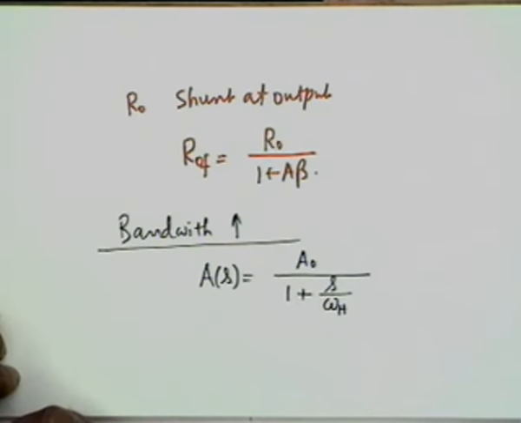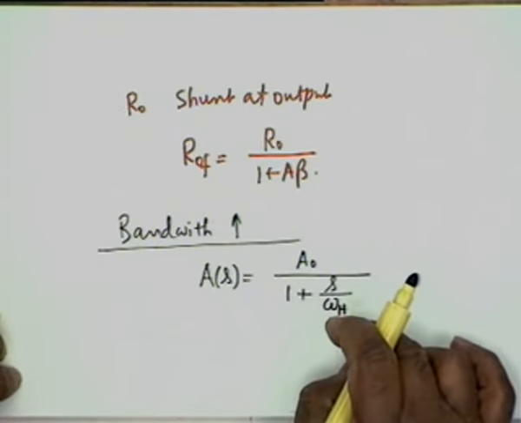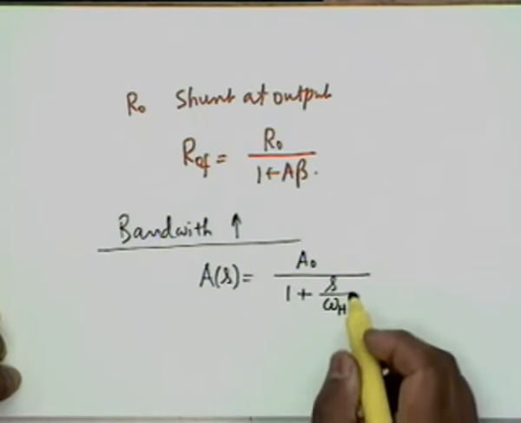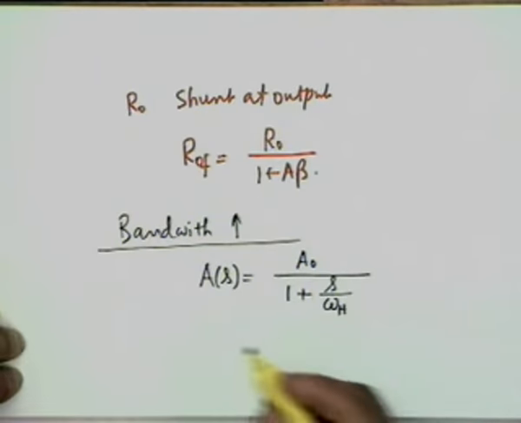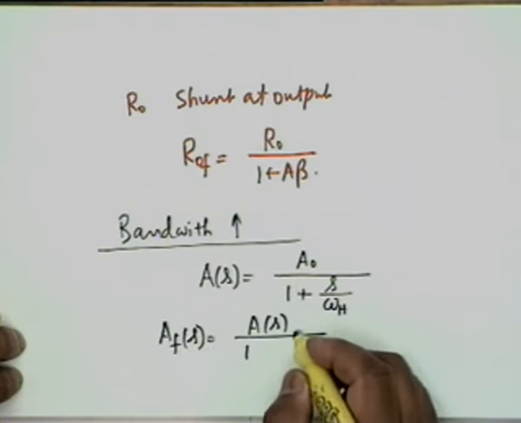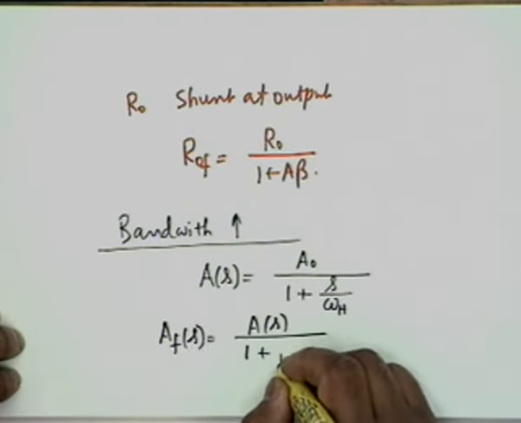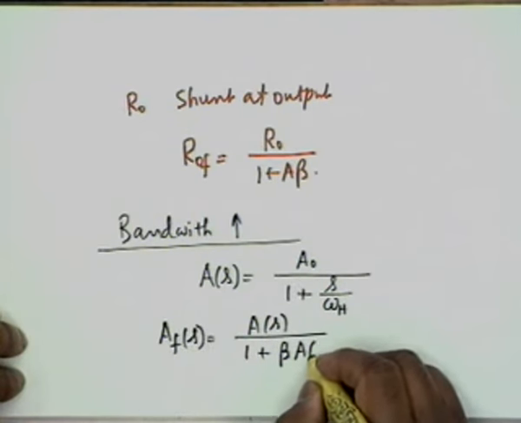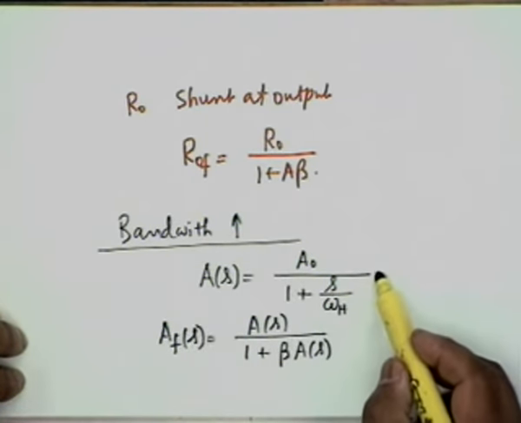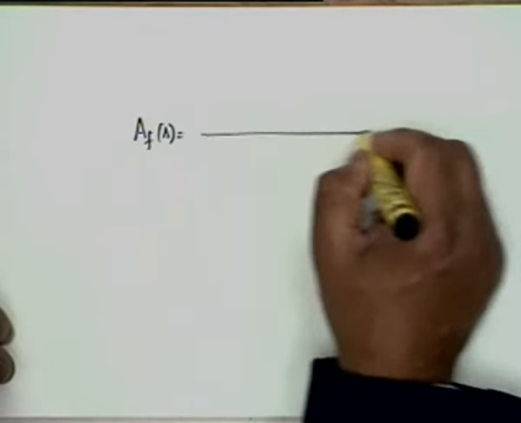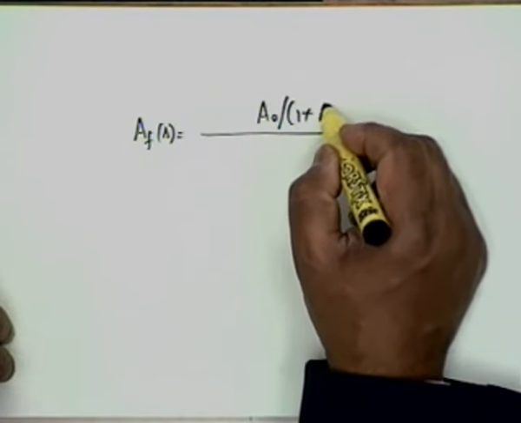Agree? Midband gain is A0 and the 3 dB point is omega h. We replace j omega by s. We work in the Laplace domain. Okay. This is the expression for the high frequency gain of an amplifier. Now take AF of S, which is A of S divided by 1 plus beta A of S, with negative feedback. We assume that beta is resistive, that is beta is not a function of frequency. If you substitute this in this relation and make some simple algebra, the result is AF of S becomes equal to A0 divided by 1 plus A0 beta.